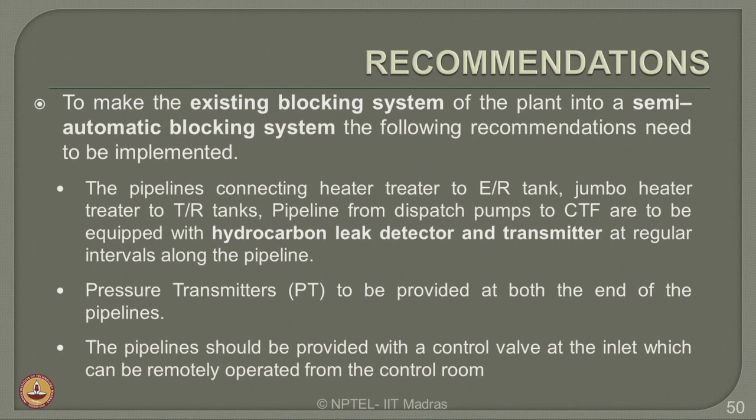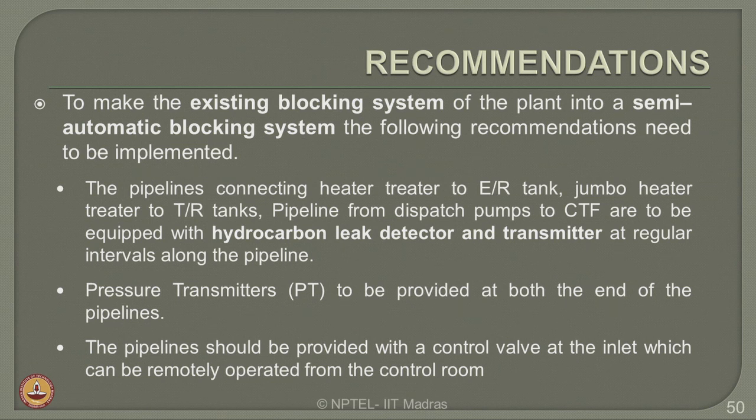To make the existing blocking system of the plant semi-automatic, the following recommendations need to be implemented. The pipelines connecting heater treater to ER tank, jumbo heater treater to TR tank, and pipeline to dispatch pump CTF are to be equipped with hydrocarbon leak detectors and transmitters at regular intervals along the length of the pipeline, which is given in the present study. It is also recommended that pressure transmitters be provided at both ends of the pipelines to notify the pressure variation which can result in leakage.